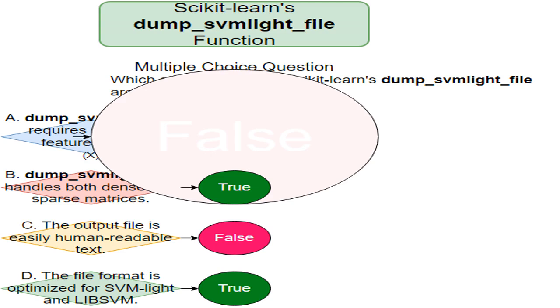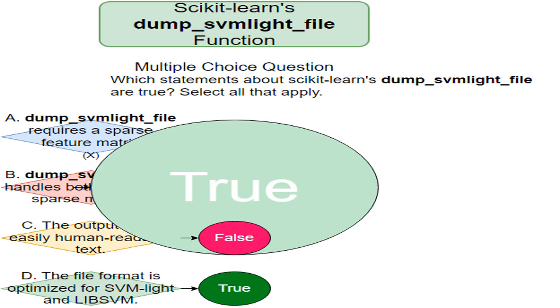This is the answer to option A, and it's false because dump_svmlight_file supports both dense and sparse input. This is true, because it reflects the correct answer to option B. The dump_svmlight_file function in scikit-learn handles both dense and sparse feature matrices effectively.